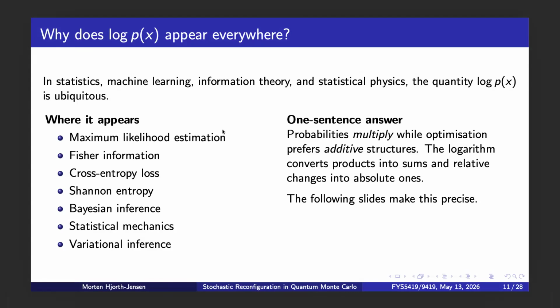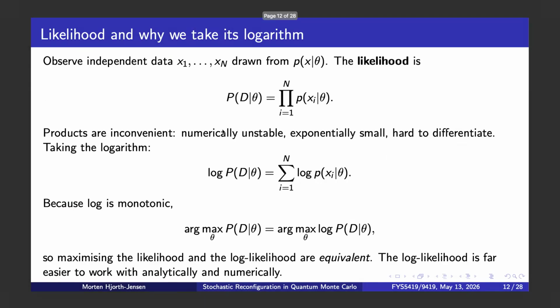So probabilities multiply while optimization prefers additive structures. So the log is actually an important property in the optimization of probabilities. If you think of this without linking it with quantum mechanics, this is actually a quantity which you will encounter in many optimization type of problems, especially for generative methods. If you're doing Bayesian statistics, also if you do statistical mechanics, you encounter the Boltzmann distribution. So this log P of X is actually a very important quantity.